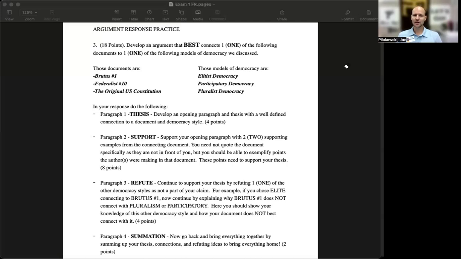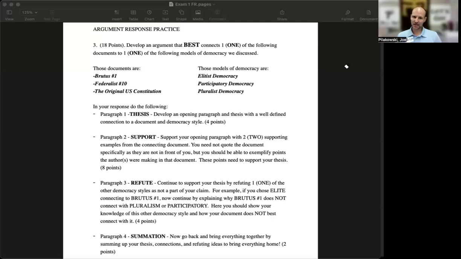You could tie Brutus 1 to participatory. I think certainly you could tie the Federalist 10 to pluralist democracy. So those are all things that you could tie to these models of democracy. So I gave you some support with my original Constitution and elite democracy.